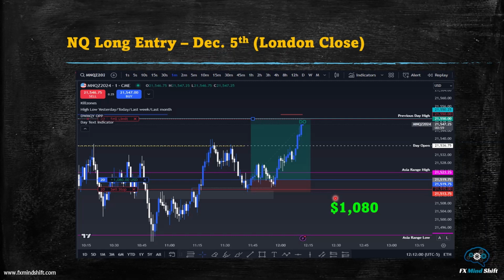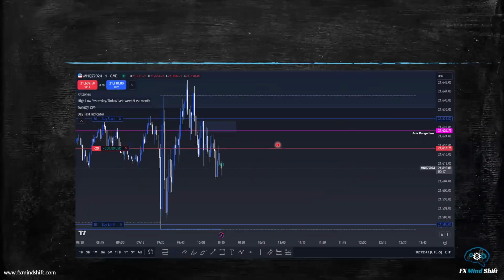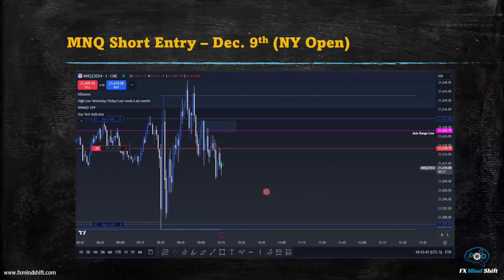Right. And then the last example I'm going to show you here is after I was funded with the 5 accounts. This was the first trade I took after getting funded. This was on December the 9th, an MNQ short entry at the New York Open. And this is MNQ because I switched over to trading the micro contracts.